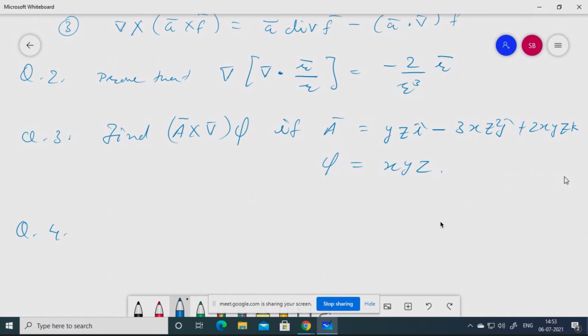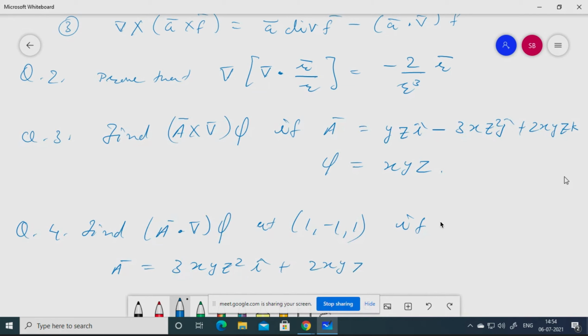And the last one, find A bar dot del applied on phi at 1, minus 1, 1, where A bar is 3xyz square i plus 2xy j minus x square yz k, and phi is 3x square minus yz. Note down all these problems, all of you.